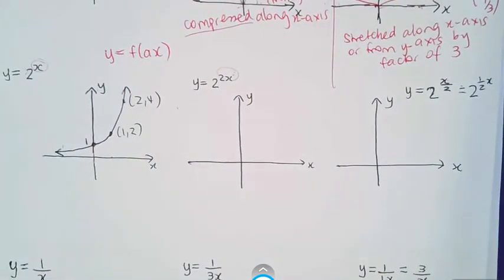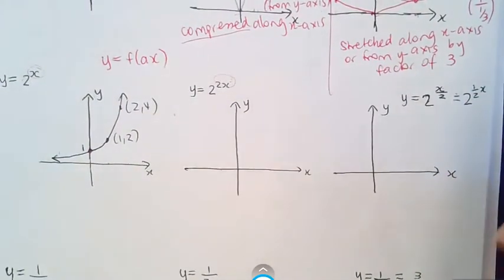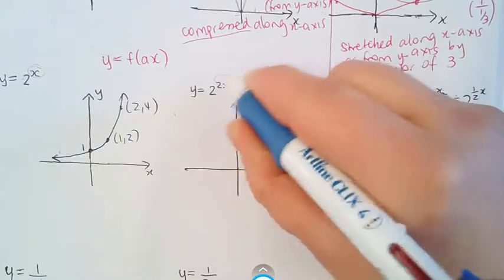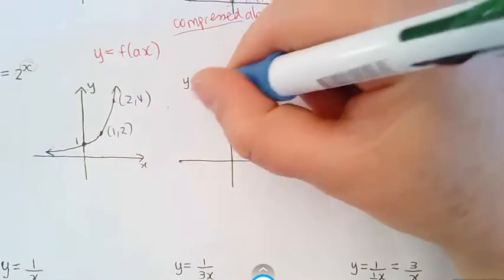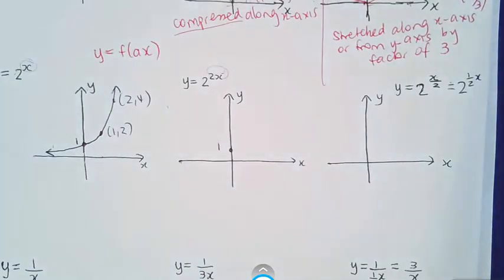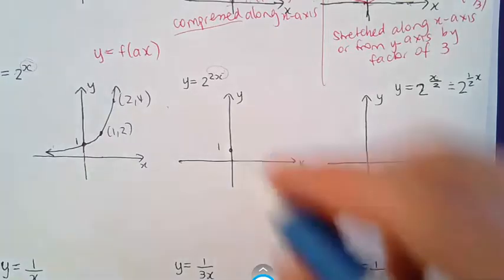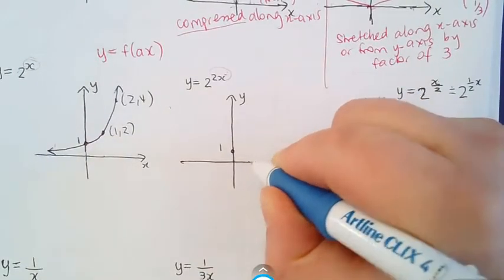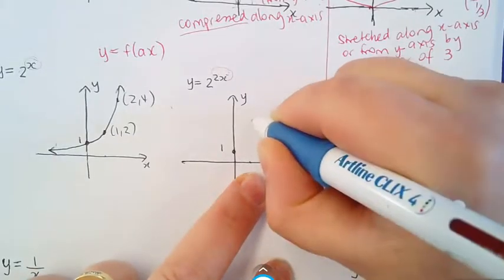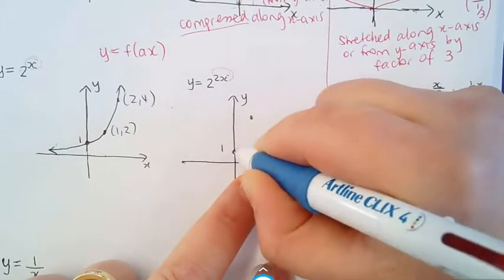Now 2 to the power of 2x. Take a quick table of values in your head. When x is 0, what's y? 2 times 0 is 0, 2 to the 0 is 1. Tell me what this is supposed to do, by the way. It's supposed to stretch it along the x-axis by a factor of a half. Let's see. When x is 1, what do you get? Yeah, you do. 1, 4. Very good, and it is steeper.